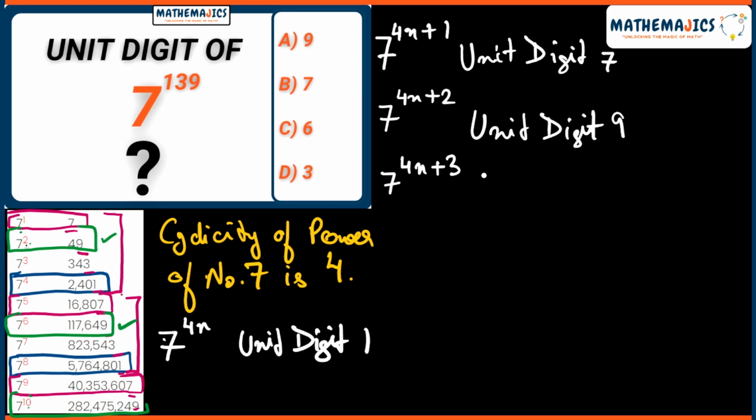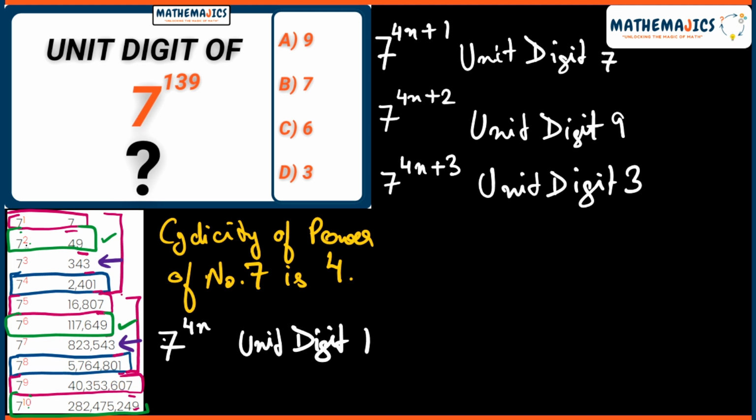Similarly, the last rule says: when the power is not divisible by 4 and leaves remainder 3, what is the unit digit? For this, look at the remaining numbers in this box. Let me use purple this time. These are the left out numbers: 7 raised to power 3 and 7 raised to power 7. When you divide 3 and 7 by 4, it leaves remainder 3. In these two cases, the unit digit is 3.